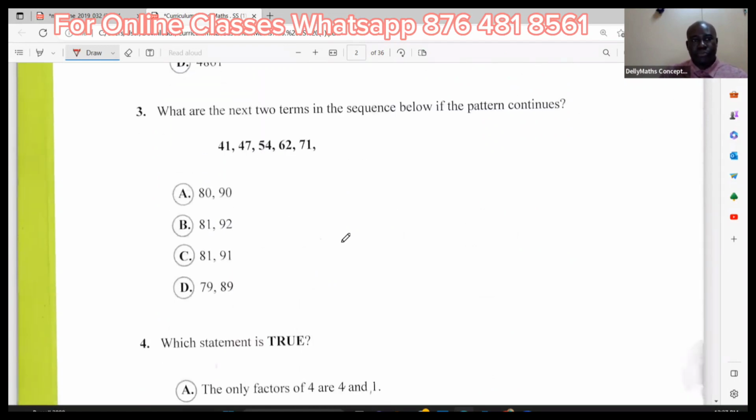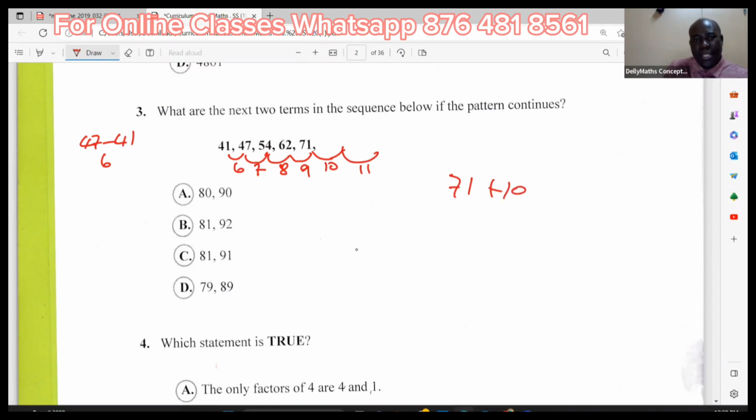Let's look at question 3. What are the next 2 terms in the sequence below if the pattern continues? So what you want to do is subtract. If we look at the difference between, say, 47 minus 41, that's a 6. So there is a 6 here. And then if I look between this, I'm seeing 7, and between this, I'm seeing 8, and between this, I'm seeing a 9. So each time I'm adding one more. So I'm going to be adding 10 to get that number, and then I'm going to be adding 11. So 71 plus 10 gives me 81, and then 81 plus 11, I'm going to get 92. So I'm looking at 81 and 92.